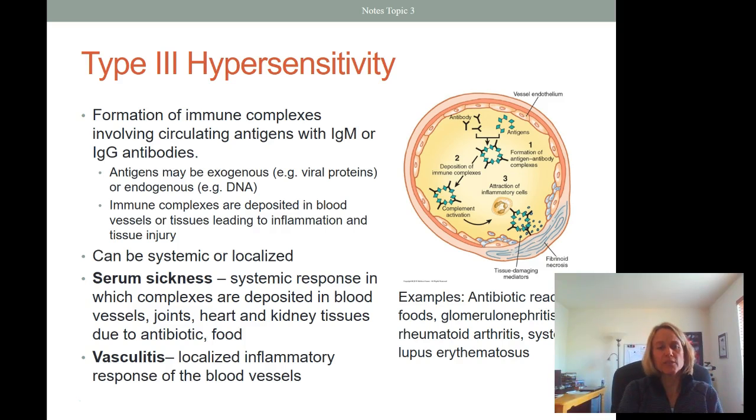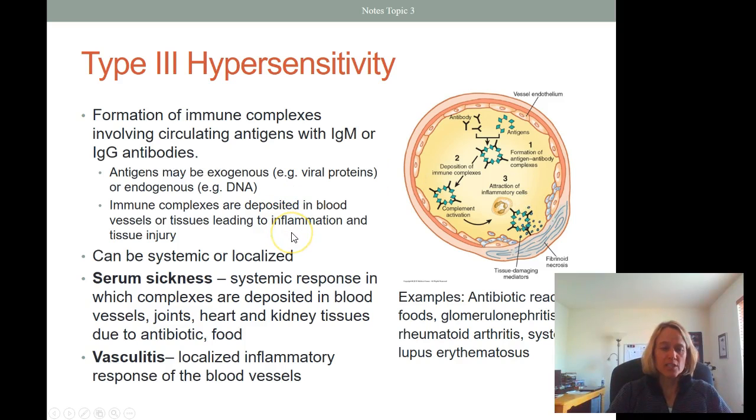In type 3 hypersensitivity reactions, we have the formation of antigen-antibody immune complexes, and this is with either IgM or IgG antibodies. The antigens may be exogenous, such as viral proteins, or they could be endogenous, such as DNA, like we would see with lupus. Here, these immune complexes get deposited into the blood vessels, and then they attract inflammatory cells, leading to tissue inflammation and injury.